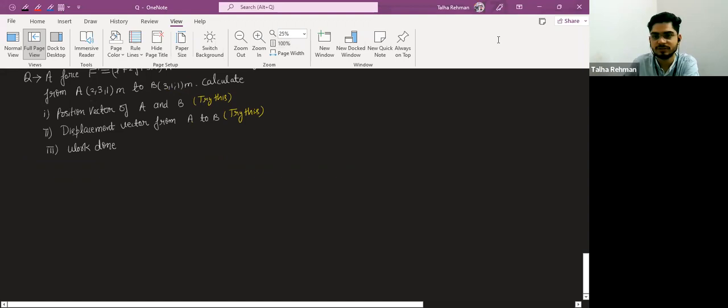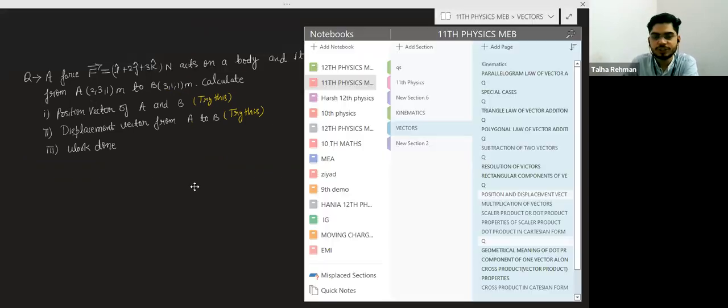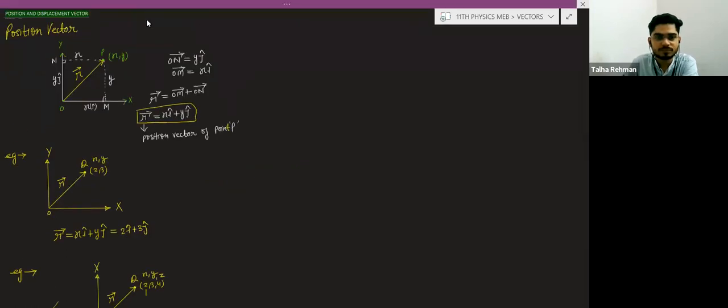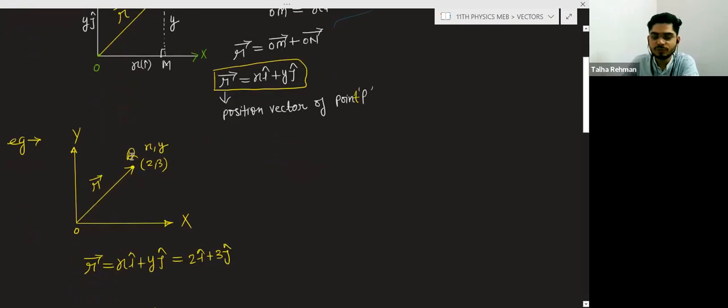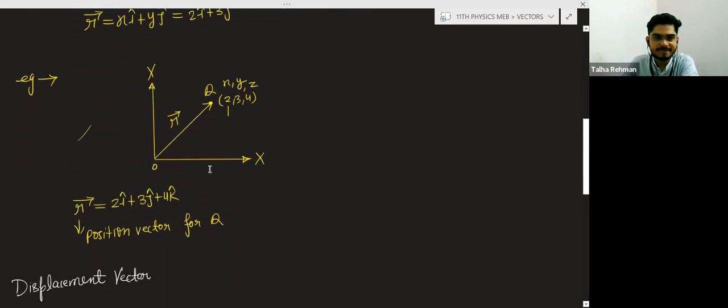One thing more I have told you in the last class: position and displacement vector. Position vector means simply, this is a point P. This point has the coordinate x comma y. Then the position vector of this point P can be written as xi plus yj. Simple, xi plus yj, position vector. Suppose for example this is the point Q, and we have to find the position vector of point Q. So you will write position vector xi plus yj. What is x? 2i plus 3j. If 3 coordinates are given, then you can write the position vector of point Q as 2i plus 3j plus 4k. Position vector of point Q.